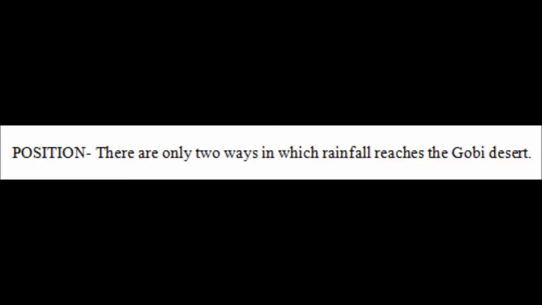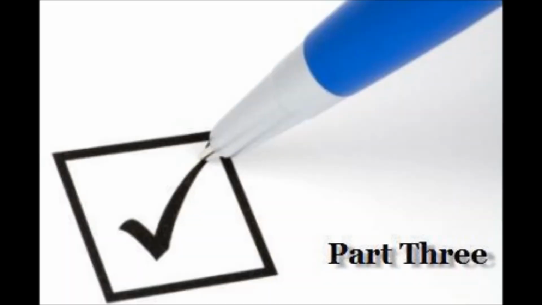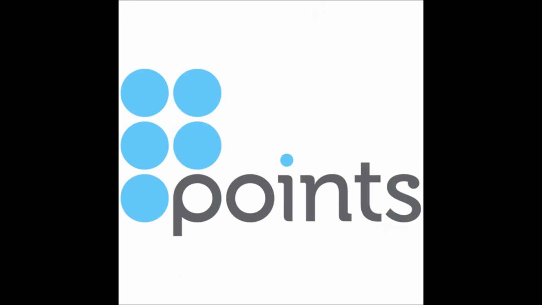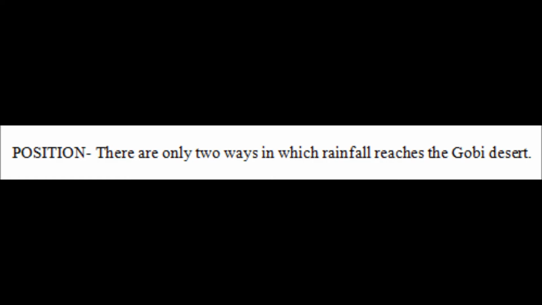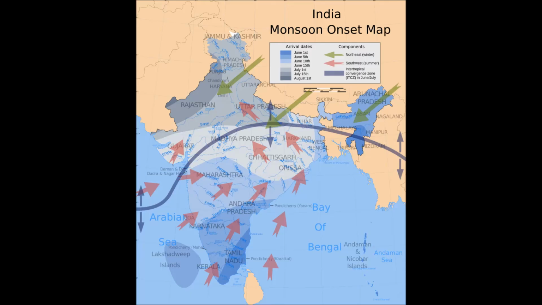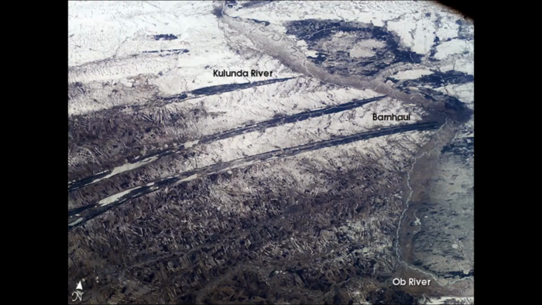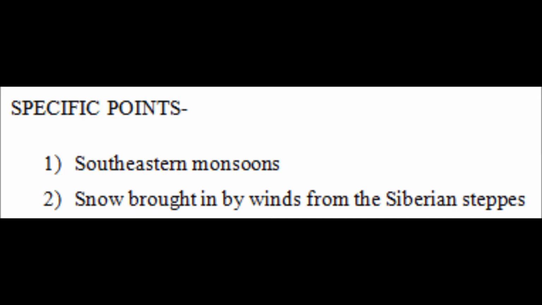For this exercise, we'll say that our position is there are only two ways in which rainfall reaches the Gobi Desert. And finally, part 3. The specific points. Once you've decided on your subject, the Gobi Desert, and your position, that there are only two ways in which rainfall reaches the Gobi Desert, then you have to decide on the specific points. Since you painted me into a corner with this Gobi Desert thing, I had to use actual research to learn that there are, in fact, only two main ways that rainfall reaches the Gobi Desert. It briefly receives rain during the southeastern monsoons, and it sees snow brought in by winds from the Siberian steppes. These are your specific points.